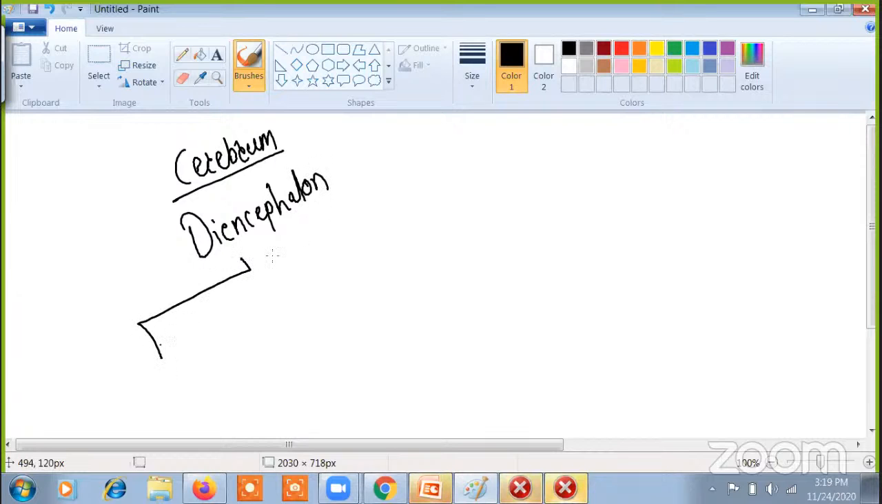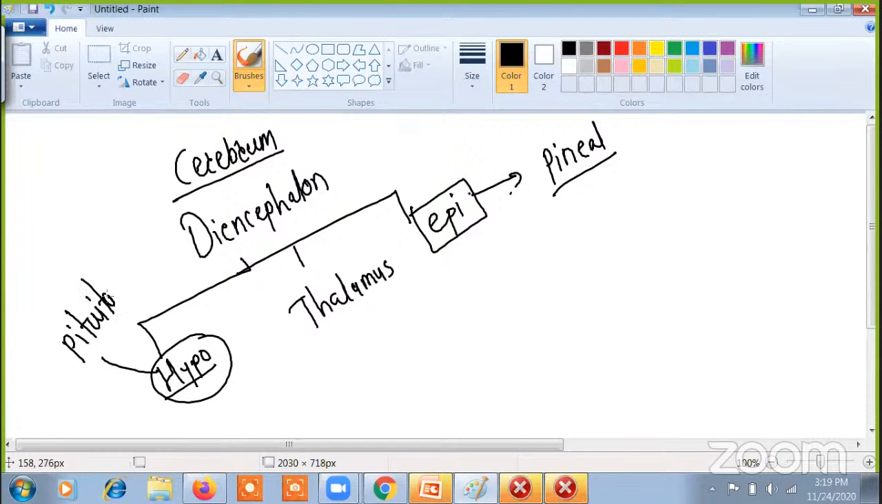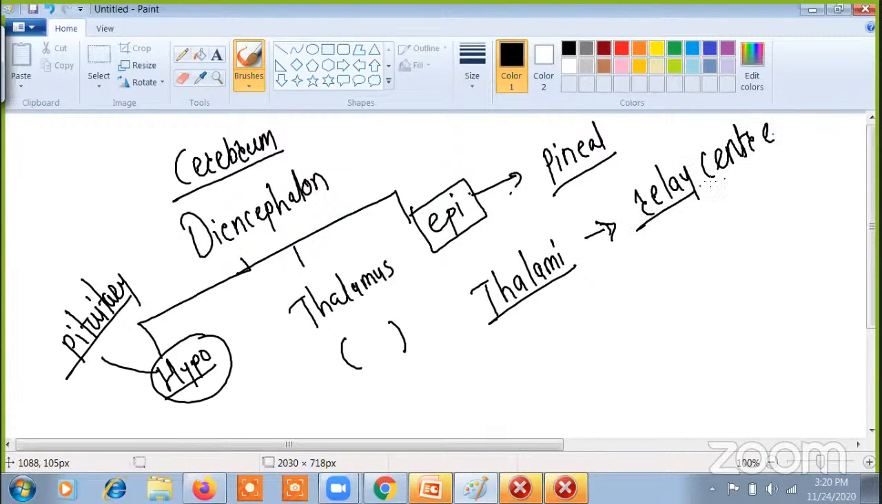The diencephalon has three regions: thalamus, hypothalamus, and epithalamus. The epithalamus is connected with the pineal body, or pineal gland. The hypothalamus is connected with the pituitary gland, and the thalamus has side walls, called thalami. The thalami pass ducts towards the cerebrum, and these act as a relay center. The lateral walls, the thalami, also form the reticular activating system. So this is all about the forebrain.